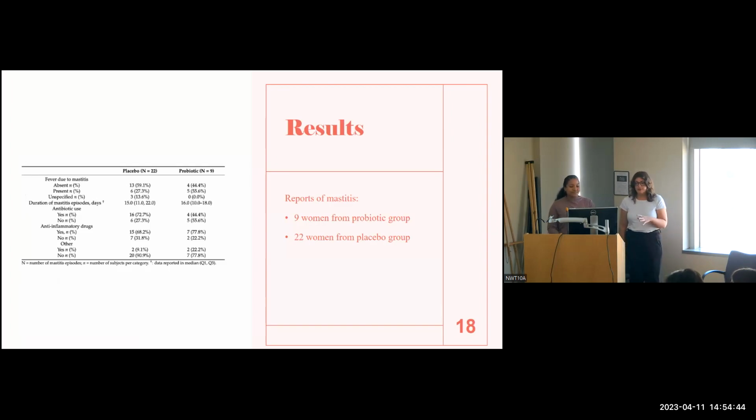Some other important parts of this table is that the placebo group had 73% using antibiotics, while the probiotic group only had about 44%. This is quite the difference, especially considering antibiotic use is harmful for both the mother's natural gut microbiome, as well as passing it on to the infant. So this clearly shows that there could be a way to prevent this antibiotic use during nursing.